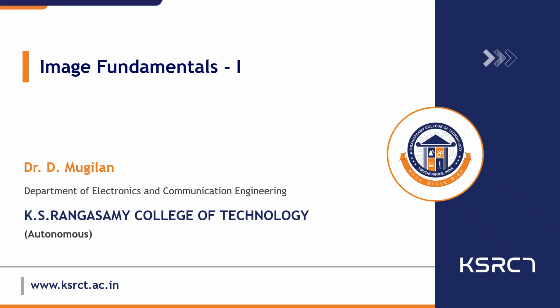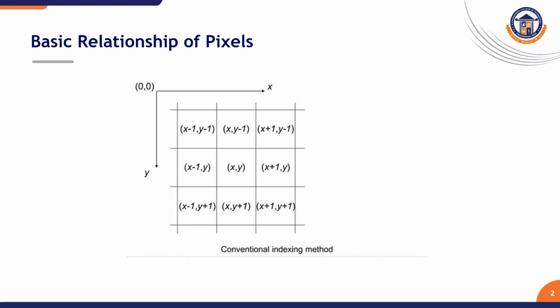In this video, we are going to discuss the relationship between pixels, a fundamental of image processing. So the basic relationship of pixels: the picture shown here is a 3x3 matrix. The center pixel is x comma y, and the neighbor pixels are adjacent to the center pixel in both the x direction and y direction.